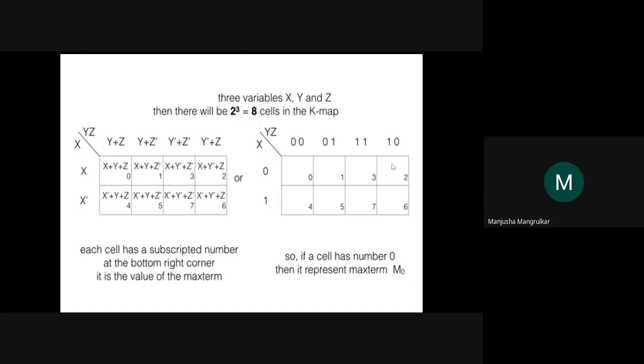The term here is what? 0, 1, 0. So the term is x plus y complement plus z, right? Now, what is the term here? 0, 1, 1. So x plus y complement plus z complement, right? Now, what are the terms here? X is equal to 1 and y and z are equal to 0. So here it is x complement plus y plus z, right?